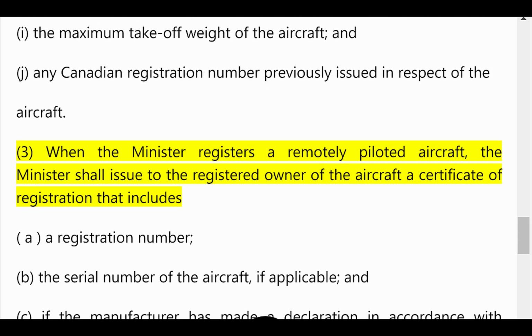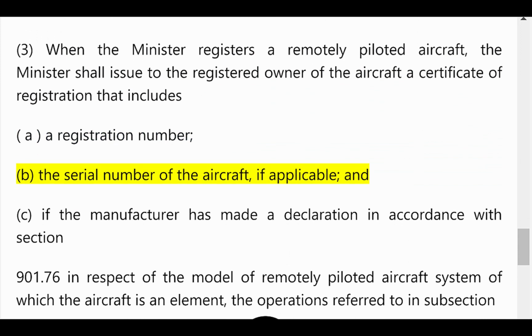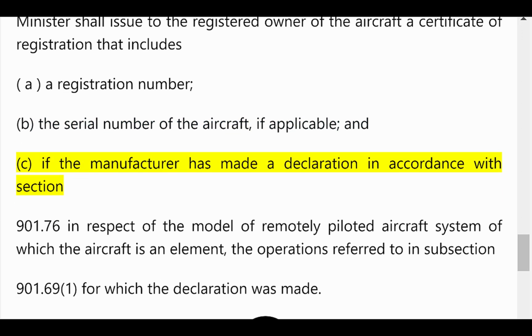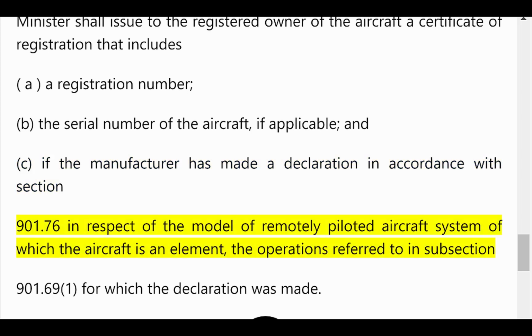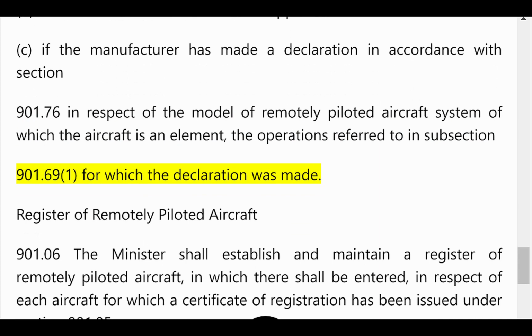3. When the Minister registers a remotely piloted aircraft, the Minister shall issue to the registered owner of the aircraft a certificate of registration that includes: A. A registration number. B. The serial number of the aircraft, if applicable, and C. If the manufacturer has made a declaration in accordance with Section 901.76 in respect of the model of remotely piloted aircraft system of which the aircraft is an element, the operations referred to in subsection 901.69(1) for which the declaration was made.